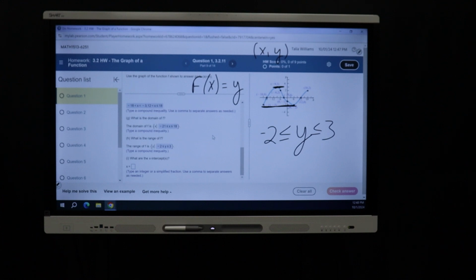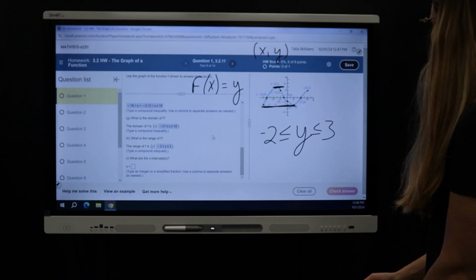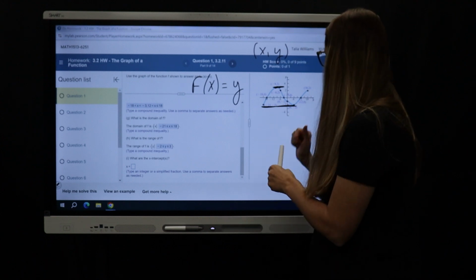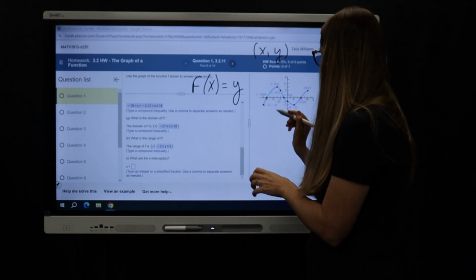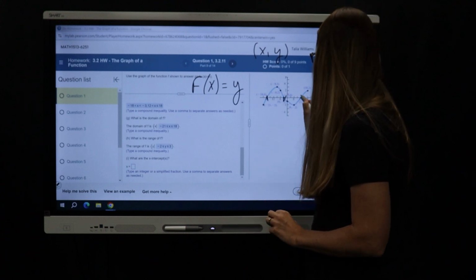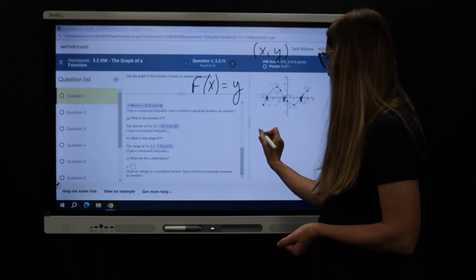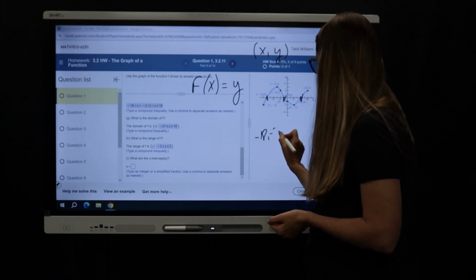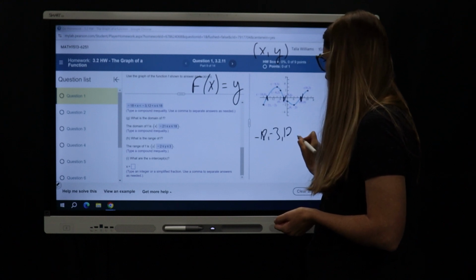What are the x-intercepts? Type an integer or a simplified fraction. So x-intercepts. It crosses the x-axis here, here, and here. We found these numbers for something else earlier. So we have negative 18, negative 3, and 12.